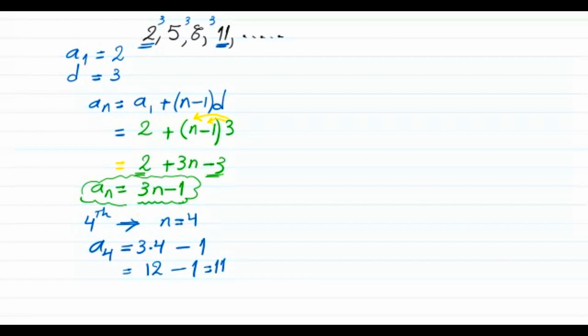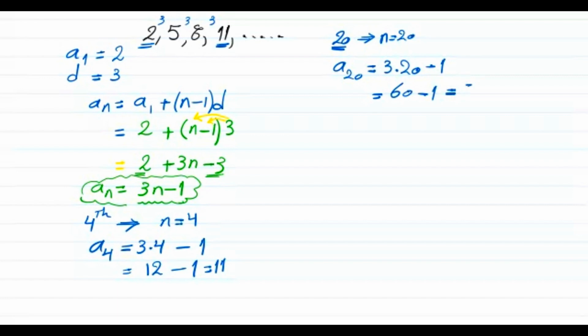Okay? I want to find the term number 20. How to find term number 20? That means n equals 20. So A20 equals 3 times 20 minus 1. It's going to be 3 times 20, which is 60. 60 minus 1 is 59. This is the 20th term, or the term number 20.